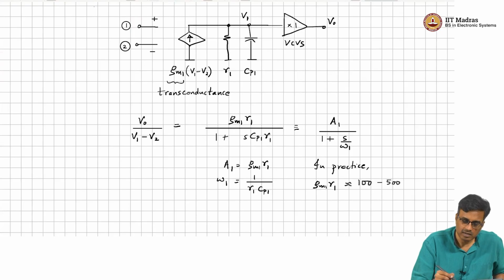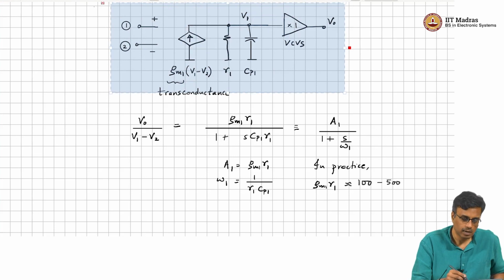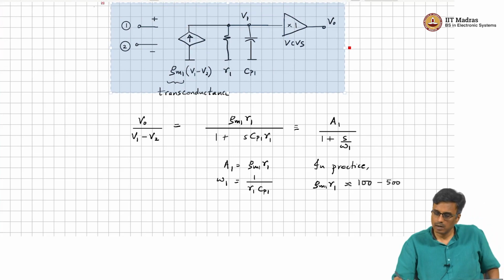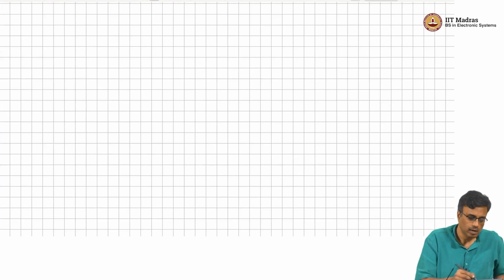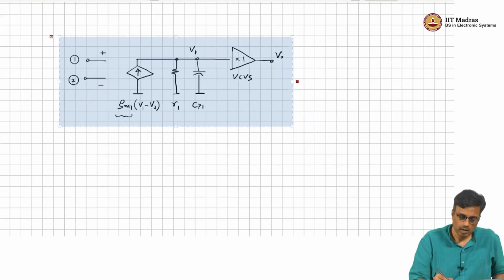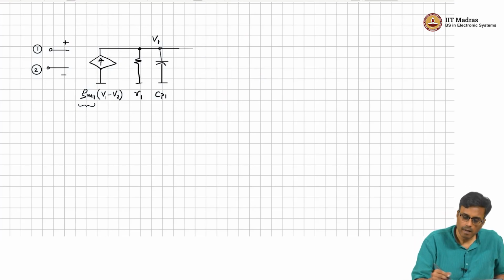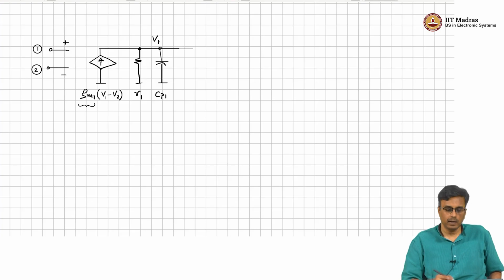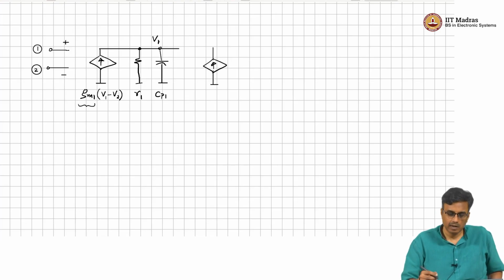Well, the straightforward thing that suggests itself is to say, okay, if with one stage I can get a gain of 100 or so, right, what should I do to get more gain? I should basically copy and paste this.